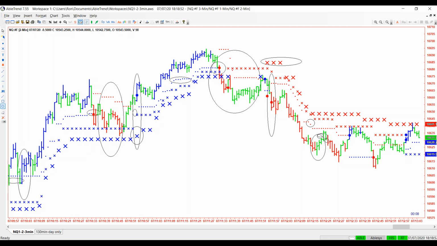So we had a beautiful sell signal right there. We have a 2 green bar stop out right there. We picked up 30 points, which is $600 in 20 minutes using Abletrend per every 1 contract that you trade. That's 600 per contract. If you trade 10 lots, that's 6,000 in 20 minutes.